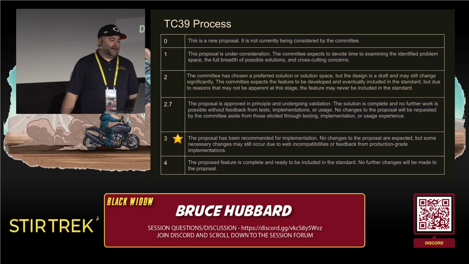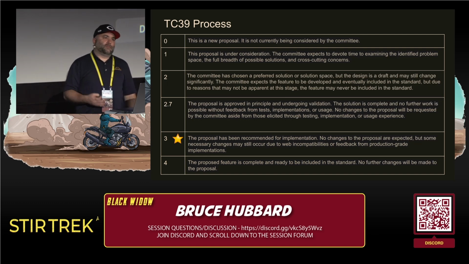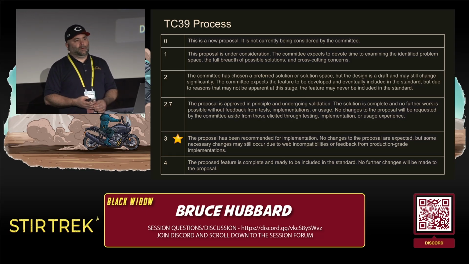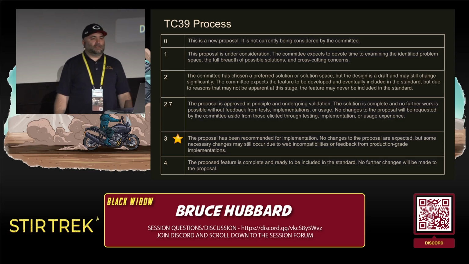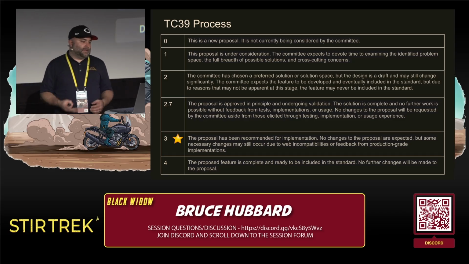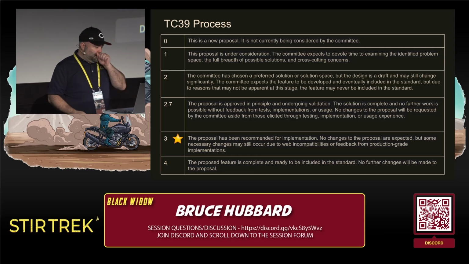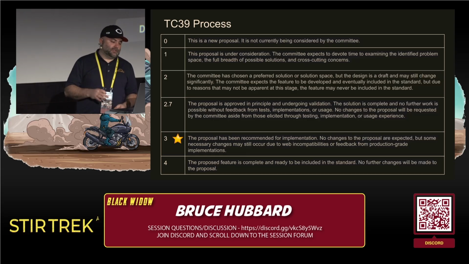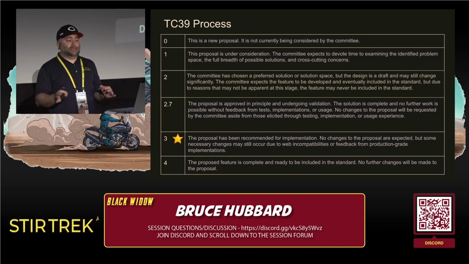We'll get to it. But I wanted to talk about where Temporal is in the TC39 process. So if you're unfamiliar with the TC39 process, this is how new features get added to the JavaScript language. They kind of start out as a proposal. It goes through a lot of stuff. Temporal is currently at stage 3, where the star is. And that means the proposal has been recommended for implementation by browsers and Node and stuff. No changes to the proposals are expected, but some necessary changes may occur due to web incompatibilities or feedback from production-grade implementations. Again, browsers may implement this and say, hey, that doesn't work, something needs to change.